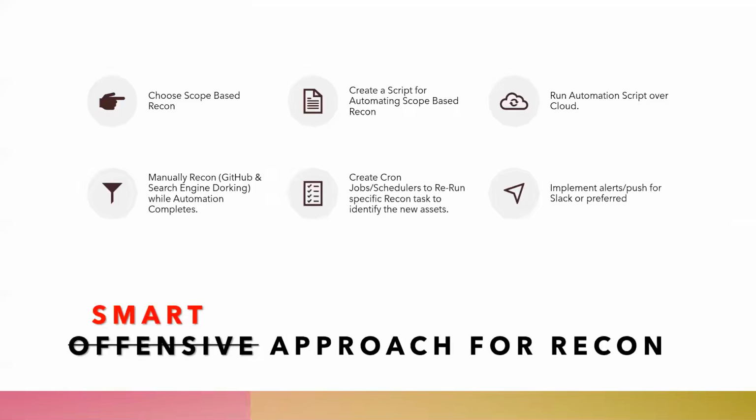You can further create cron jobs or schedulers to rerun the recon task to identify new assets at a specific time interval, and again compare those and see, okay, now after 1 month there are 10 new subdomains and I have 10 fresh targets to look for in a program. Implement alerts or push notifications to Slack or preferred boards so that every time you find some new assets, you will be notified.